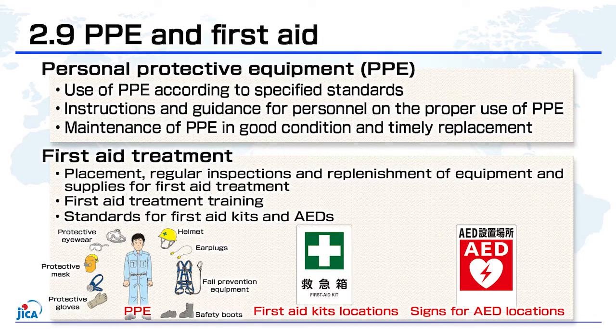2.9.1 PPE stipulates that the contractor will provide all PPE necessary for the work to its personnel free of charge, ensure that they use it properly, maintain it in good condition, and replace it in case of wear, loss, or damage. It also defines the international standards for PPE to be used. 2.9.2 First Aid Treatment defines the contractor's placement of equipment and supplies for first aid treatment, periodic inspection and replenishment, first aid treatment training, and specifications for first aid kits and AEDs.